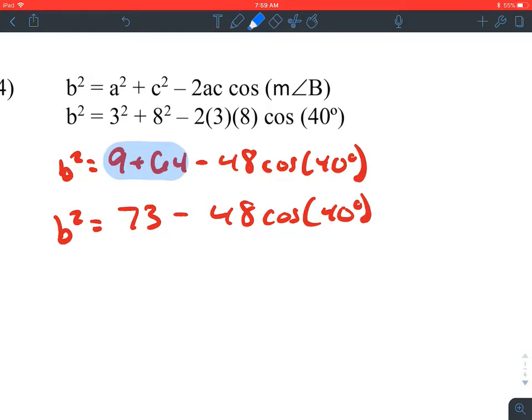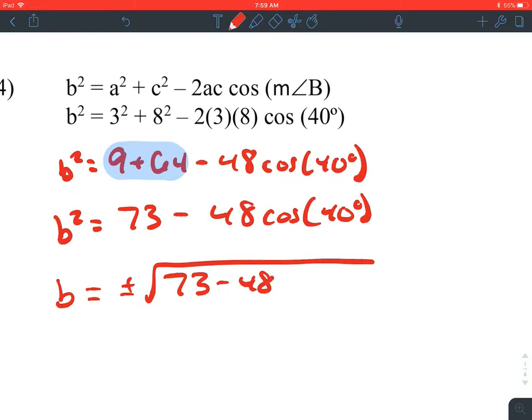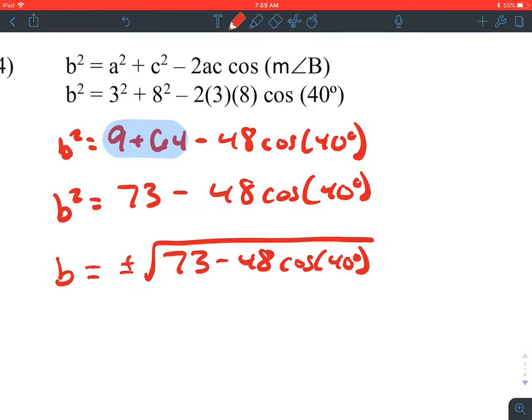All I did there was combine the only like terms that there were. Just square root both sides. Anytime you take an even root, it's plus or minus. Put that in your calculator. For our purposes, in geometry, which means earth measure, we are going to always make sure that the length of a triangle is positive. So b is the length of a side of a triangle, we get 6.02.